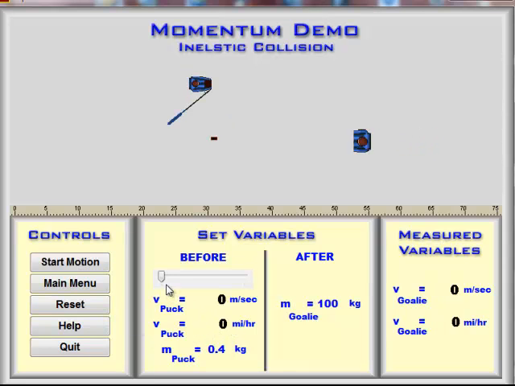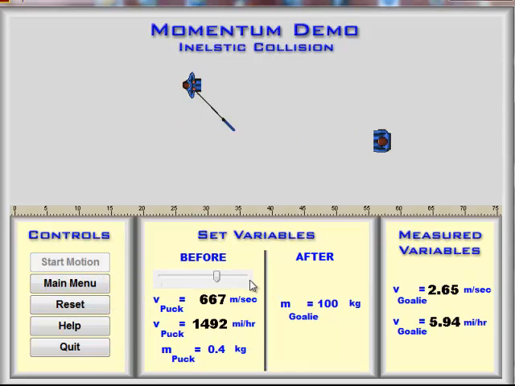Let's reset that, and let's get this way up there. Let's do 1,500 miles per hour. Sure would not want to be the goalie in this one. Let's start the motion. See, even there, the goalie, at about 6 miles per hour, is not flying back into the backboards. So that's interesting. I didn't really know exactly what these results would turn out to be before I did the calculations.